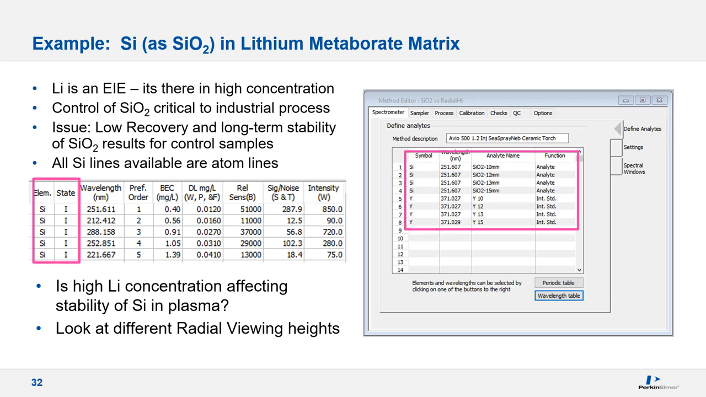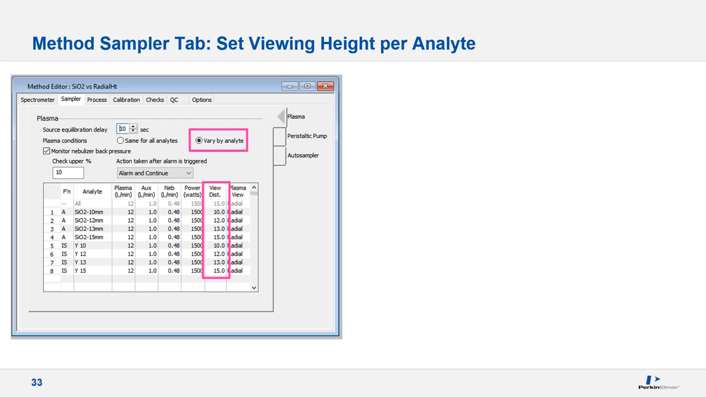You can easily set up your method to put the element of interest in the same method at different viewing heights. Note that we were using yttrium as the internal standard, and we also matched the yttrium viewing height to the analyte. The picture here on the left shows the plasma tab of the method where we have varied the viewing height for the various silicon and yttrium lines being collected.